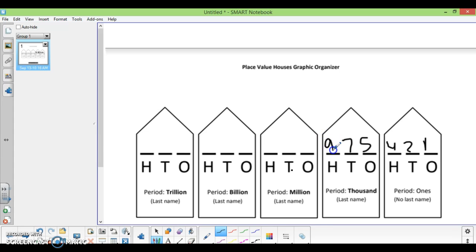I can add a number here. Now I'm going to read 975,000, the last name, 421. Let's even take it a step further with millions. So 4,975,421.